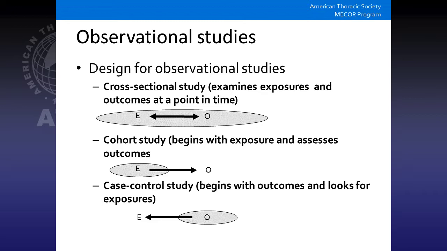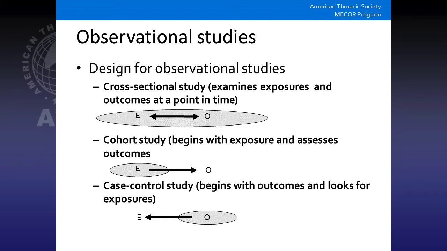So the design for these observational studies, there are three main studies, and I referred to these earlier in our conversation. The first of these is the cross-sectional study, which examines exposures and outcomes at a given point in time. So at one point in time, we have a contact with a participant, and we can ask them about both their exposure and their outcome.